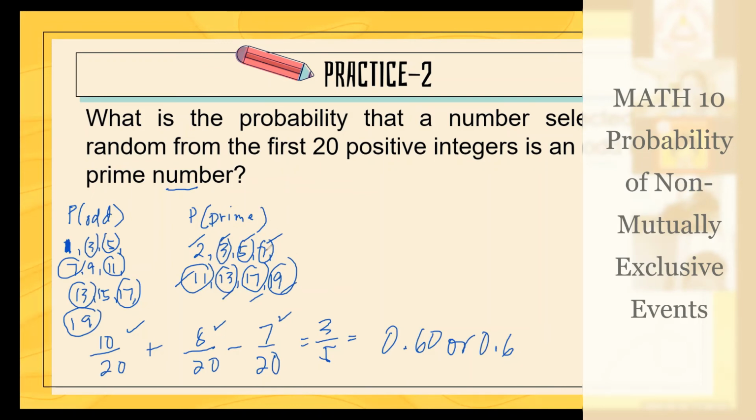Tapos, yung common numbers which are odd and at the same time prime are 3, 5, 7, 11, 13, 17, 19. 1, 2, 3, 4, 5, 6, 7, di ba? Okay, so 10 plus 8, 18 minus 7, that's 11. 11 over 20 in fraction.